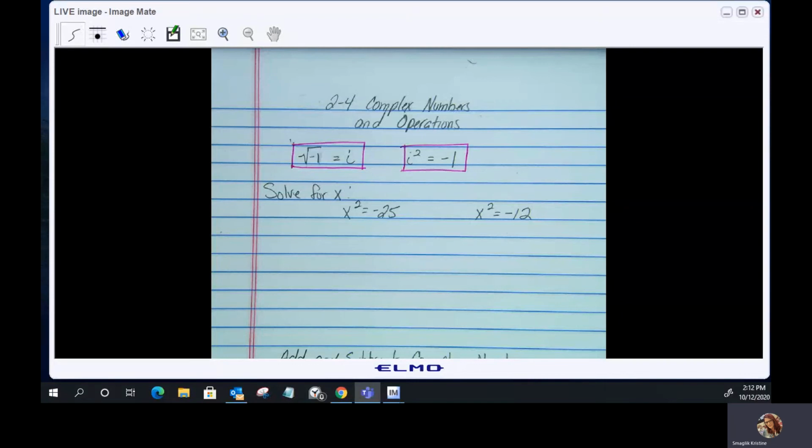Let's take a look at topic 2.4, complex numbers and operations. In this video, I'm going to cover solving using square roots and adding and subtracting complex numbers.